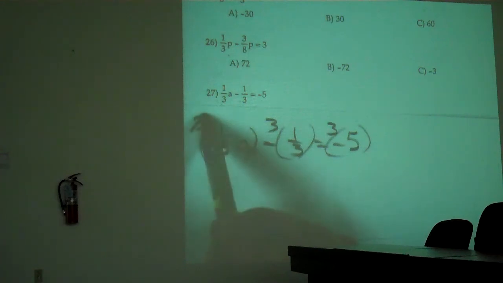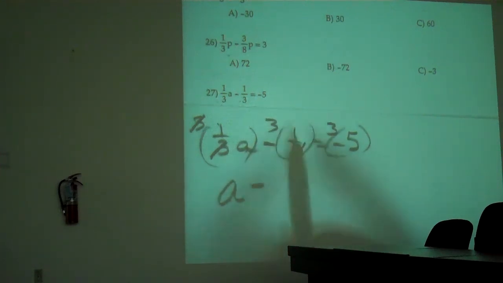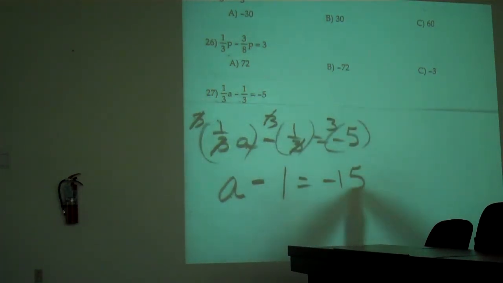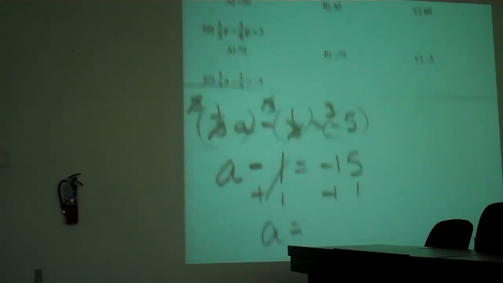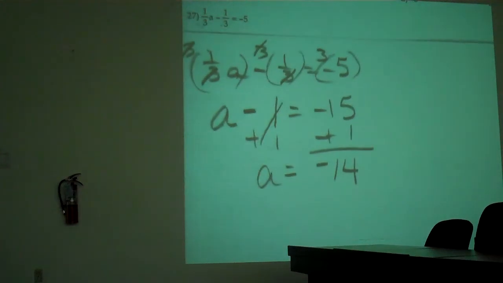And that cancels this one. So you just have a. You have 1a. This is a minus, if you cancel this one, you just have 1 equals 3 times negative 5 is negative 15. So you can add 1, and you'll have a. A equals negative 15 plus 1 is negative 14, right? Okay?